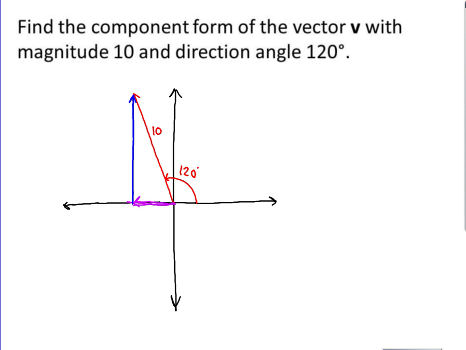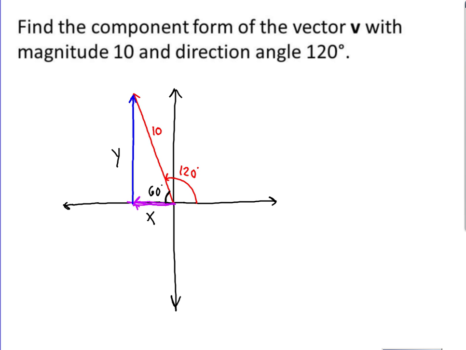To do this, we're going to have to know the angle that is located inside this triangle. Now, to get to this part of the x-axis is 180 degrees. We've already gone 120, so that means we have 60 degrees left here. Now, this is your x component. This is your y component.